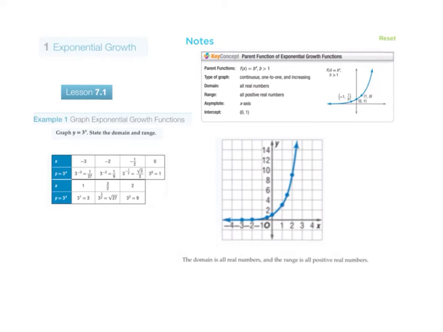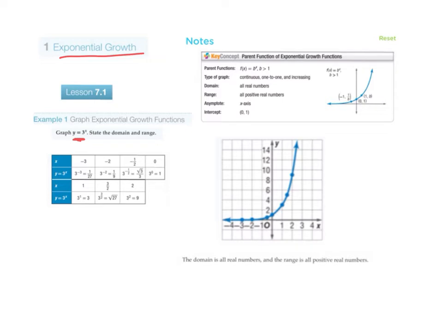So what we're going to do now is look at exponential growth, and that means when you have an exponent and we want to graph this. So here's our equation, y equals 3^x, and we want to graph this equation. So we're going to pick numbers for x and then figure out what y is.